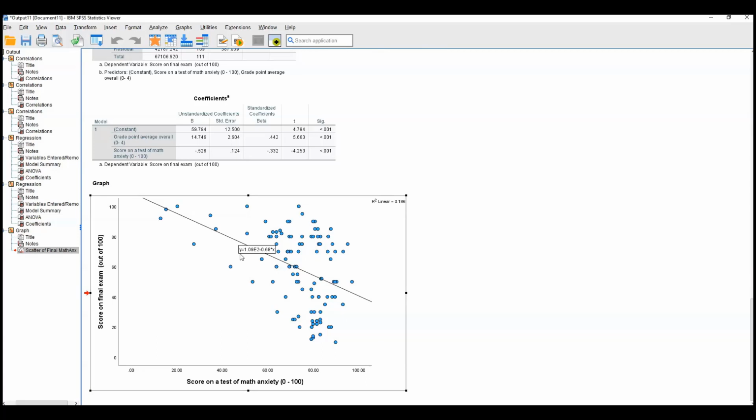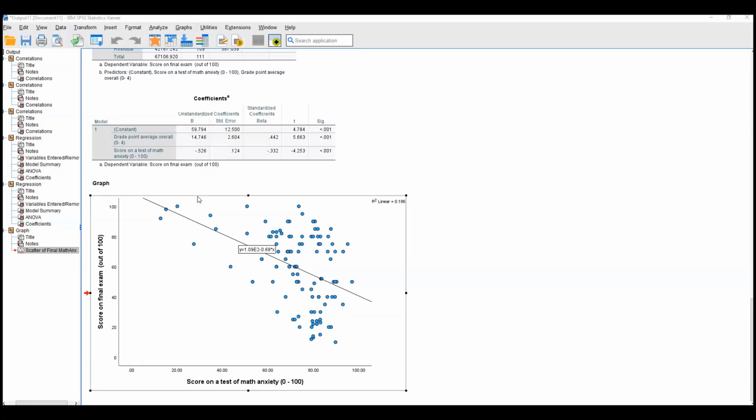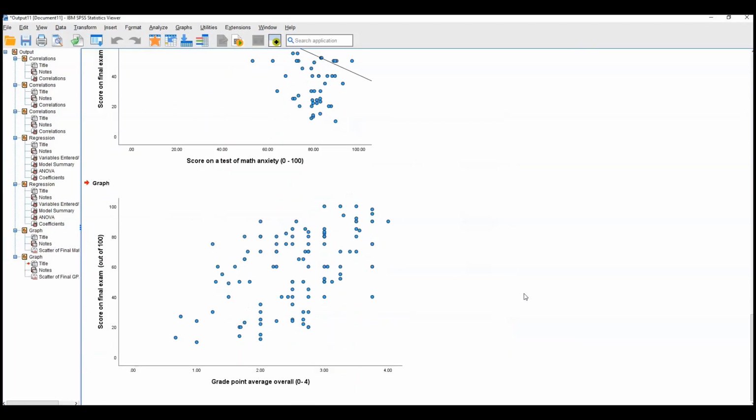So you need to make sure, even though it doesn't look perfectly like a line here, if you were just to look at the blue dots, can you draw a line through it? Sometimes it might be more flat, sometimes it may be much more steep. So let me just quickly do one more thing to show you. If I use the scatter, and instead of the math anxiety, let me go back and put GPA in there.